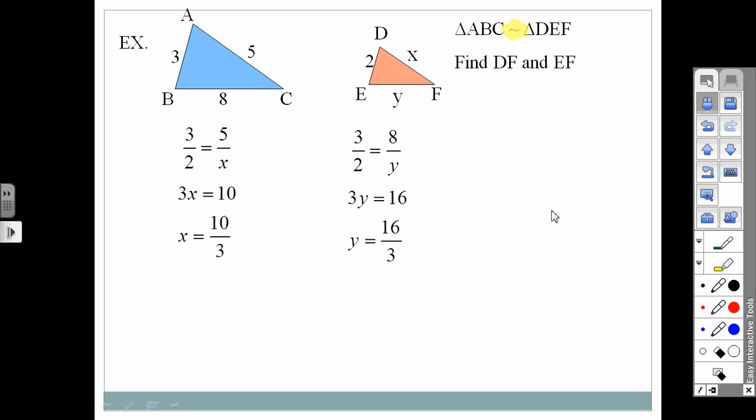So I think this is some pretty basic algebra. I think you guys should be okay with this. The real hard part is going to be to make sure that you are setting up your proportion correctly, looking at the letters to make sure that they line up and you know which segments go with their corresponding counterpart. Okay, that's it for now.